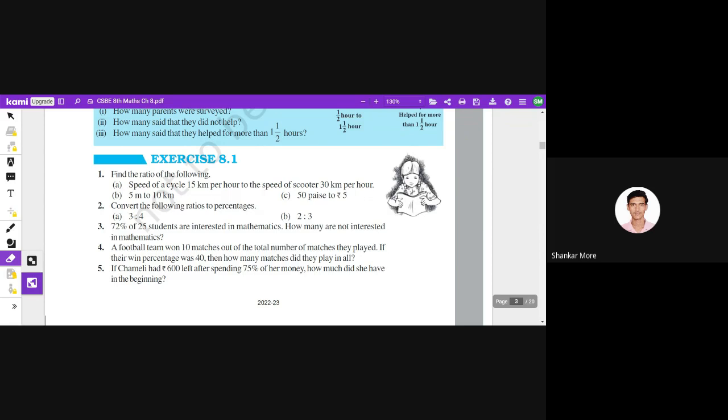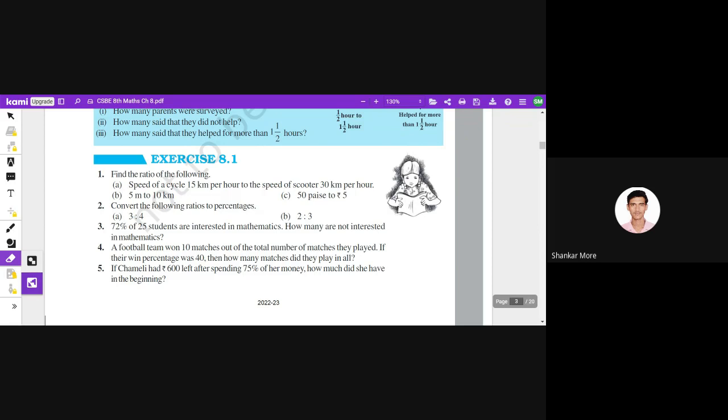Next one, 50 paise to 5 rupees. Just for a refresher, 100 paisa is equal to 1 rupee. So it is going to be 1:10. Correct. 1:10 is the correct answer.